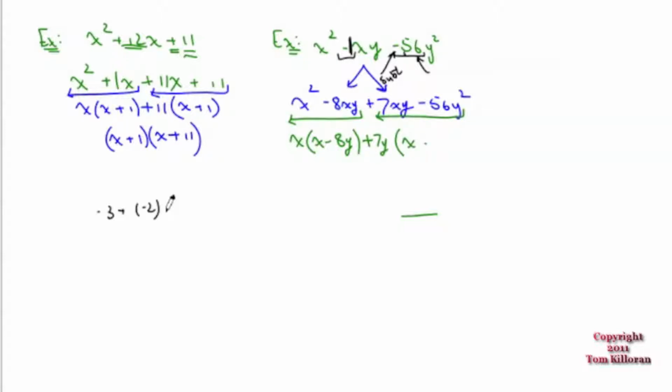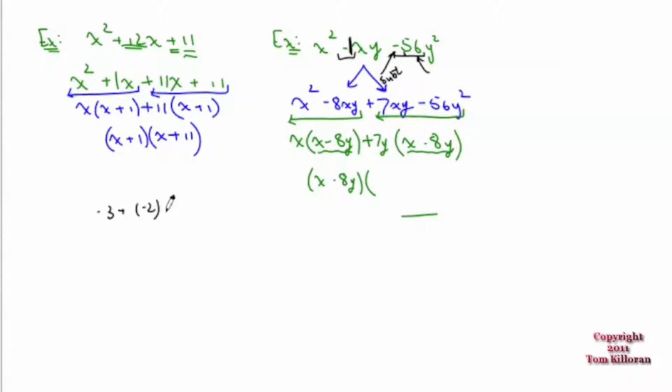X minus 8y. Now, you know you did it right when these two are exactly, and I mean everything about them is exactly the same. They both have a minus, they both have an x, they both have an 8y. Yank these two out front, and you get x minus 8y.